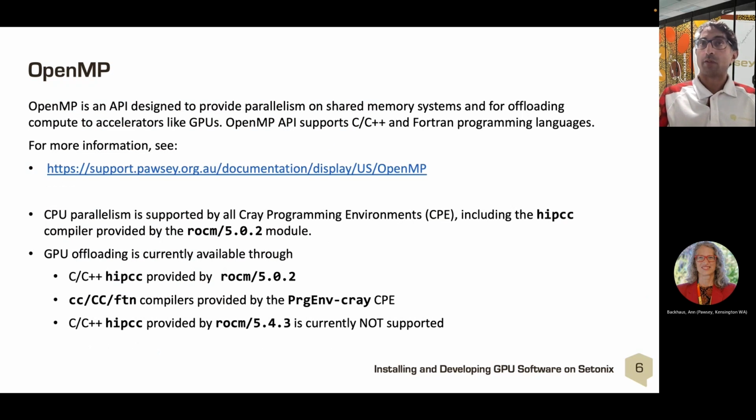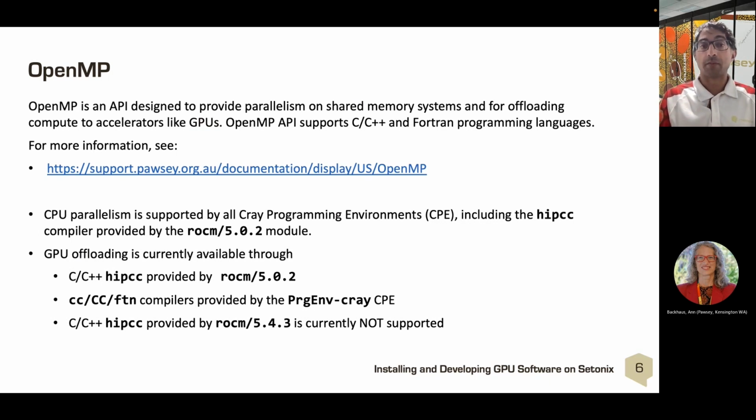So those are the sort of CUDA equivalent, sort of explicit programming of GPUs, but there's also OpenMP. So OpenMP is an API designed to provide parallelism on shared memory systems, but also does offloading to accelerators like GPUs. The API supports C, C++, and Fortran programming languages. You can find more information at Pawsey as well about OpenMP programming. And now the CPU parallelism, so OpenMP, as I said, does both GPU and CPU.